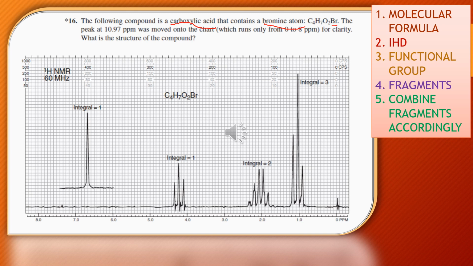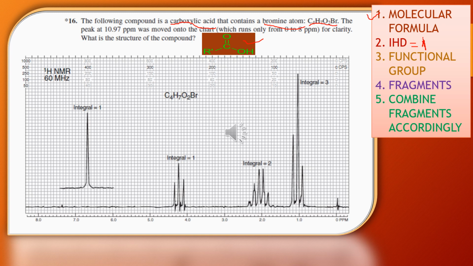So you can see in this example, the molecular formula is given. This is C4H7BrO2, right? We also have to find the IHD as well. So let's find it. It will be 1. So the IHD of this molecule is 1. You can see here the functional group is given, so this is carboxylic acid.